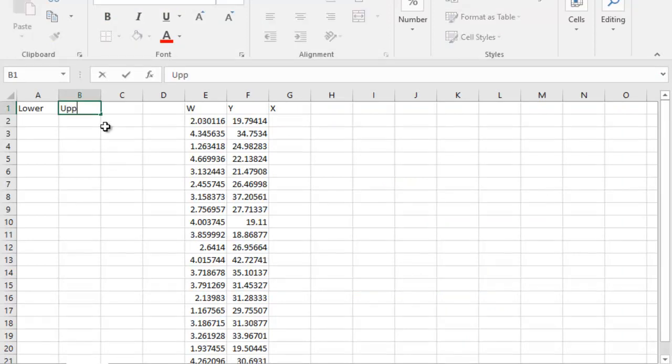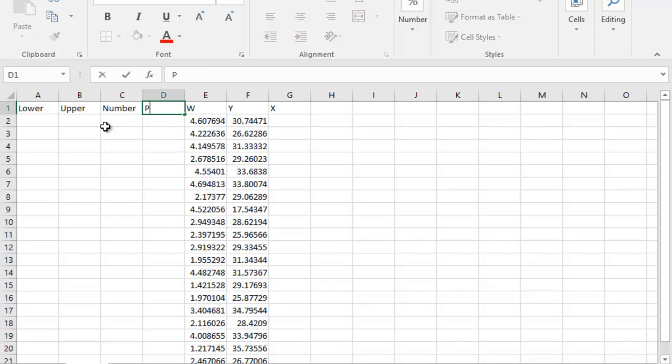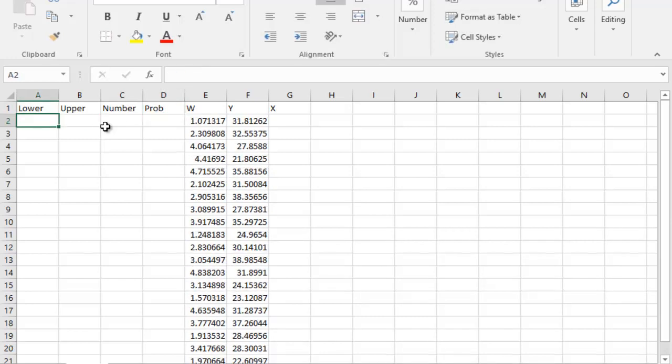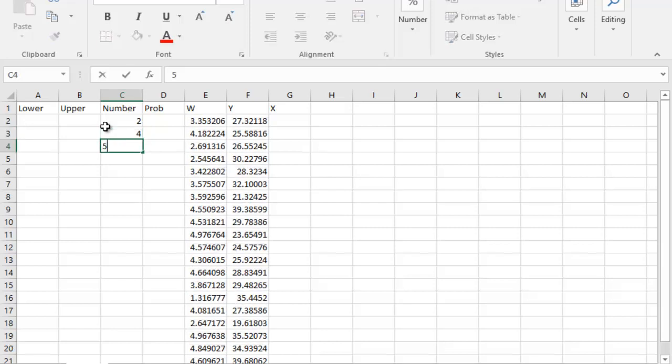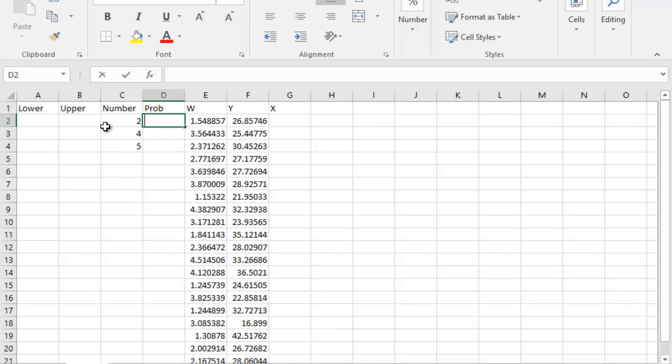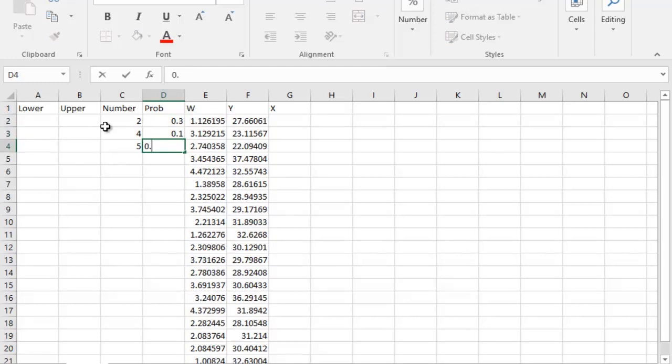So there's going to be an upper and a lower boundary for each of these subintervals, then a column for the actual number and a column for the probability of that number happening. Let's fill in the numbers first. The only possible values are 2, 4, and 5, and they should happen with probabilities 0.3 and 0.1 and 0.6.